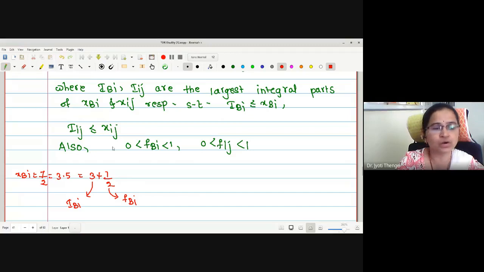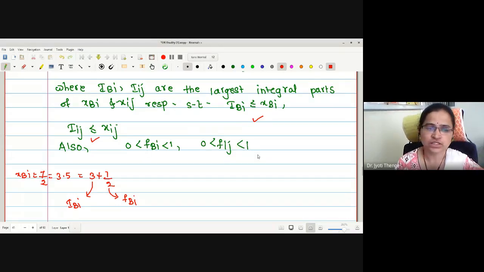But when equality holds, if xbi itself is an integer value, then Ibi is equal to xbi. Therefore, Ibi is less than or equal to xbi, and the same holds for Iij. The second condition we impose is that the fractional part always lies between 0 and 1, which means we are not accepting negative fractions. Let us take that the xbi value or some xij value is minus 7 by 2.